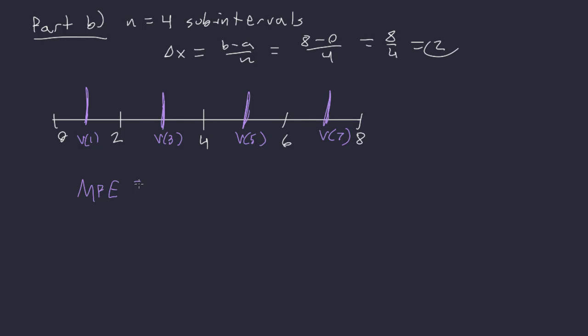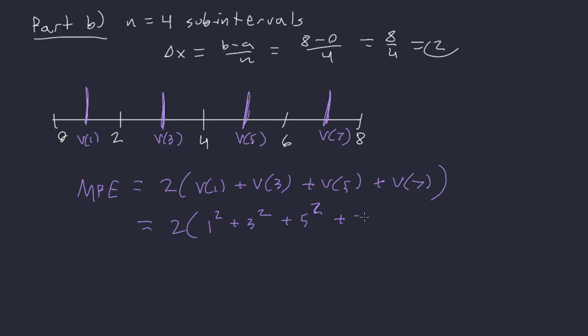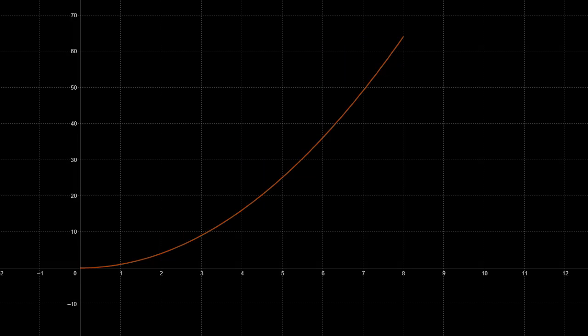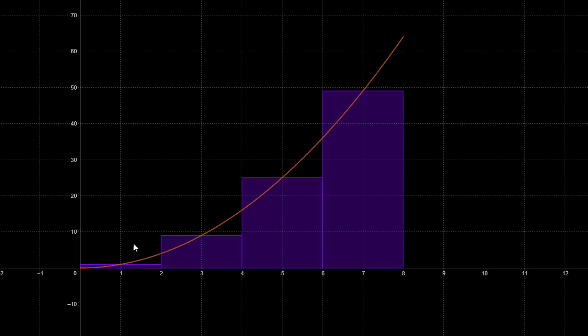Okay, so the midpoint estimate is going to be 2 times v of 1 plus v of 3 plus v of 5 plus v of 7. All right, so we'll have 2 times 1 squared plus 3 squared plus 5 squared plus 7 squared, which comes out to be 168. So just to look at it on the graph here, there we go. That's what we'll get. And you can see it. We get the height from 1, 3, 5, and 7.